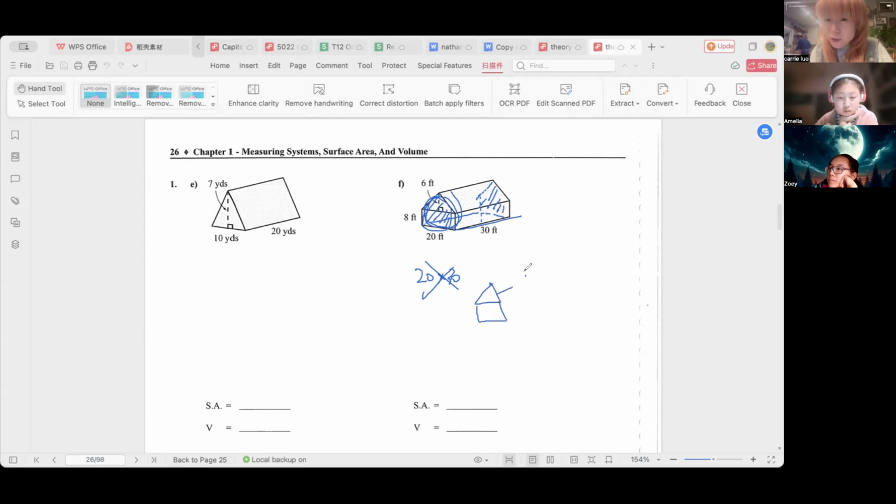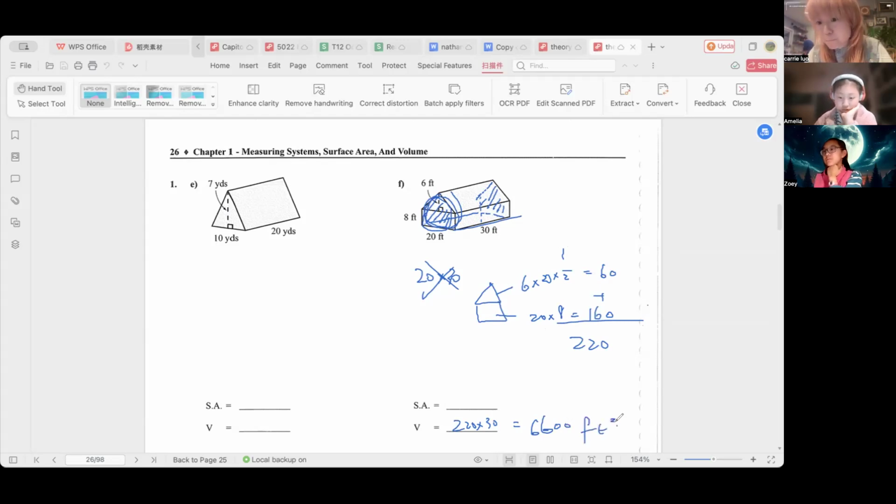So the triangle part is 6 times 20 divided by 2. And the rectangle part is 20 times 8. So the answer is 60 plus 160 equals 220. So 220 times 30 equals 660. Sorry, 6,600. Oh, sorry, feet cube. What did I say?